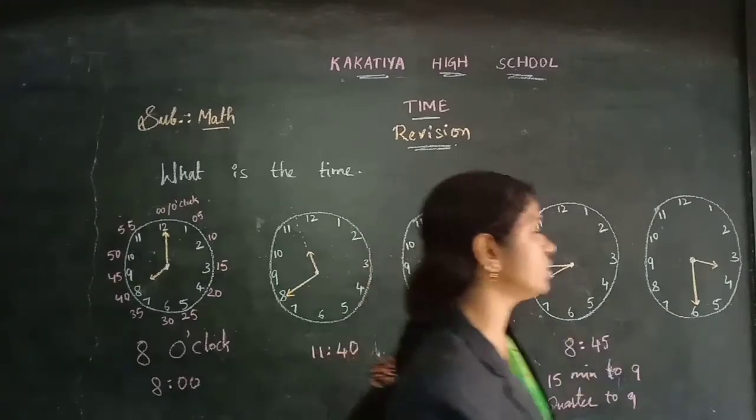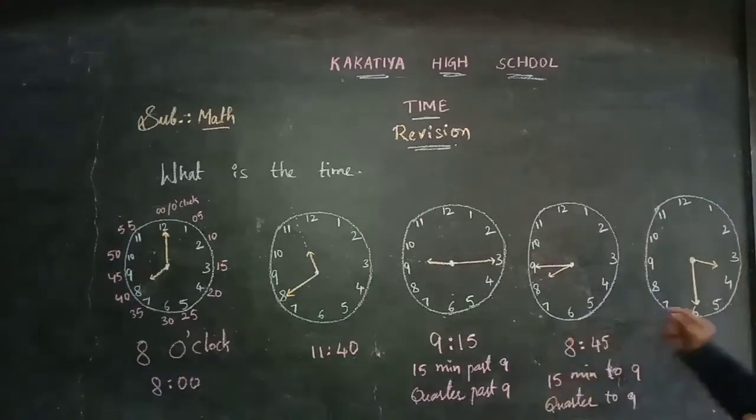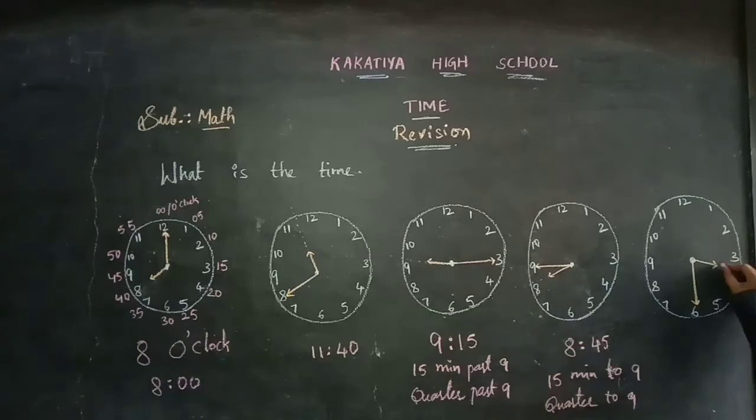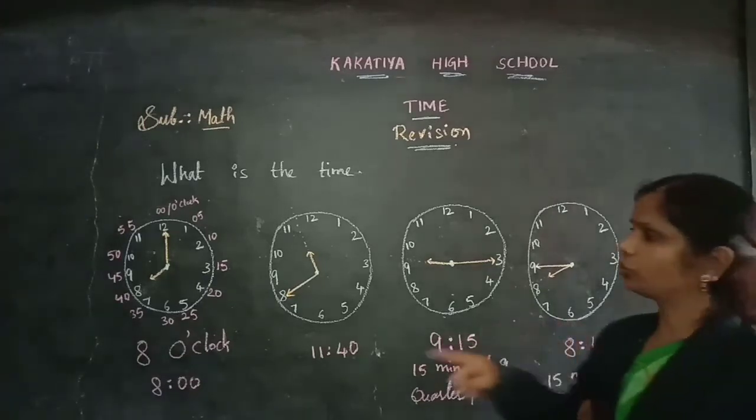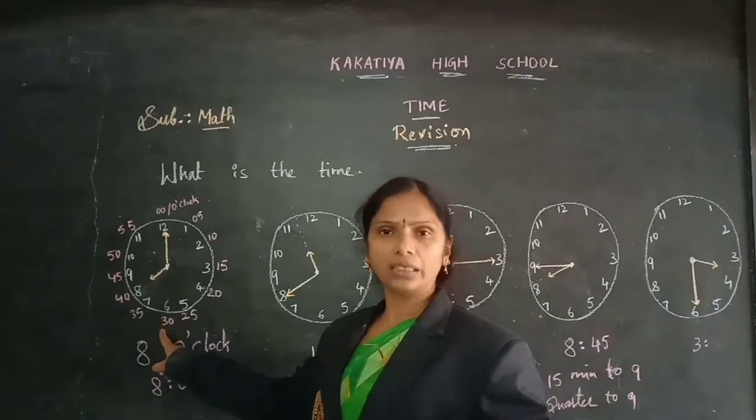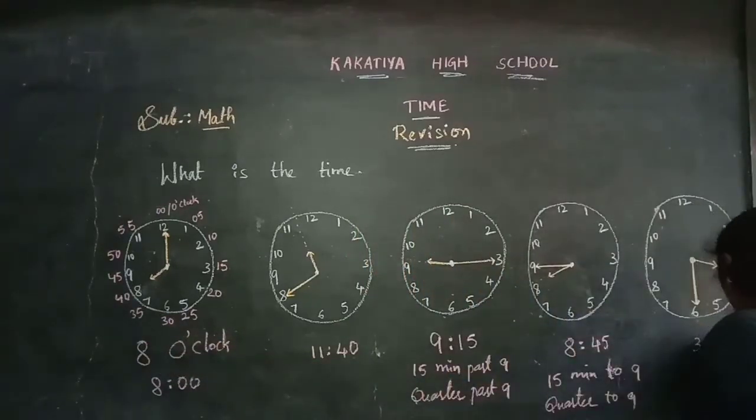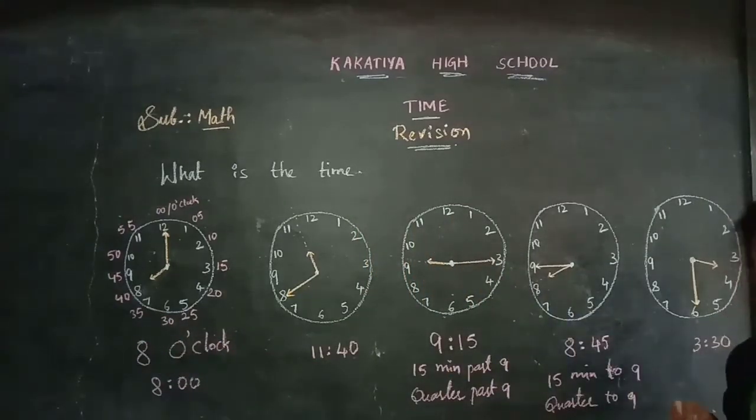And coming to this watch, children, have a look at this watch here. Now for the time: the hour hand is lying between 3 and 4, so 3. And the minute hand is showing 6. The minute hand showing 6 means how many minutes? 30 minutes. So 3:30. The time is 3:30, children.